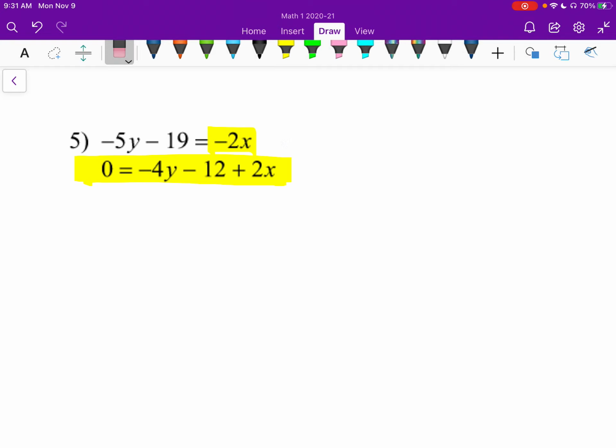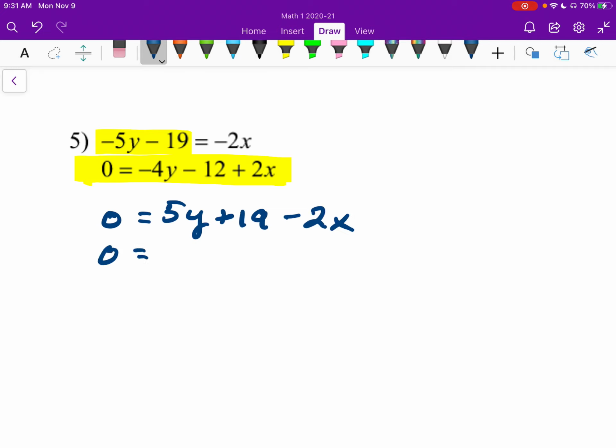Actually, let's write this just below here. Actually, you know what? Let me write this a little bit differently. Let's move these guys to the right side. So I'm going to have 0 equals 5y plus 19 minus 2x. And the bottom stays the same, 0 equals negative 4y minus 12 plus 2x.